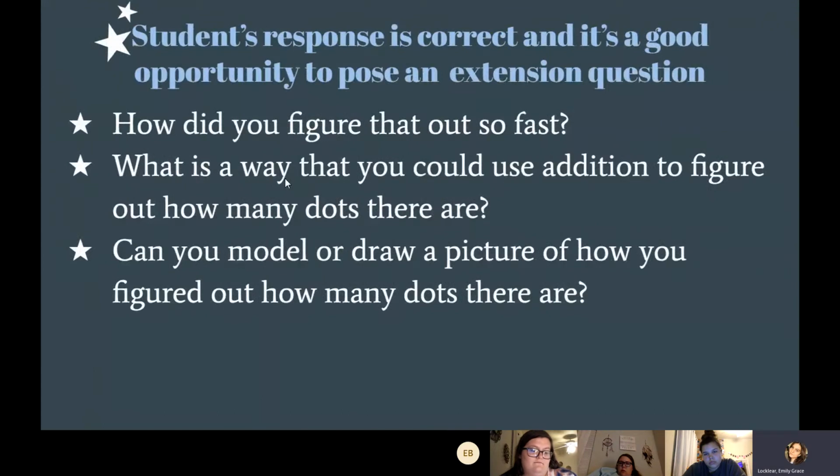If the student's response is correct, and I'm going to ask an extension question, I could ask, how did you figure that out so fast, like I asked y'all? What is a way that you could use addition to figure out how many dots there are? The same could work for subtraction. Can you model or draw a picture of how you figure out how many dots there are? Or that could also be, can you model or draw a picture of what the card looked like so I can see how well they actually visualize the card?